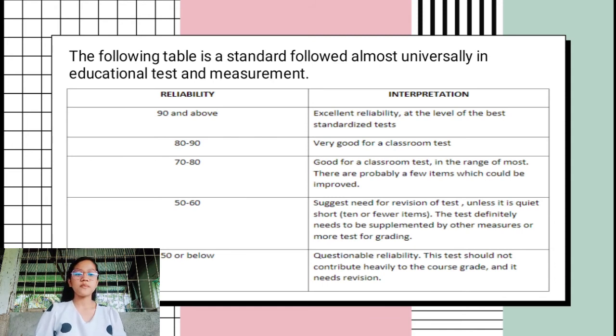.50 to .60 suggests need for revision of the test unless it is quite short, 10 or fewer items. The test definitely needs to be supplemented by other measures or more tests for grading. .50 or below is questionable reliability. This test should not contribute heavily to the course grade and it needs revision.